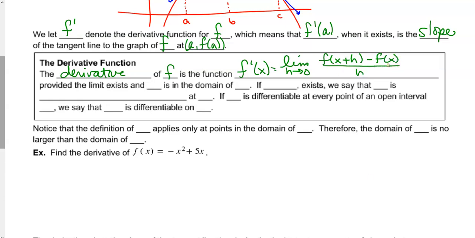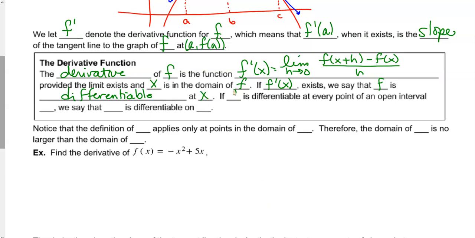Now, this part right here is my difference quotient, and the difference between what we had in section 1 and section 2 is that now these are x values instead of an a value. A would be for a specific number, x is one that varies along the way. Okay, so that is true, provided that the limit exists and x is in the domain of f. Now, if our derivative, f prime of x, exists, we say that f is differentiable at x.